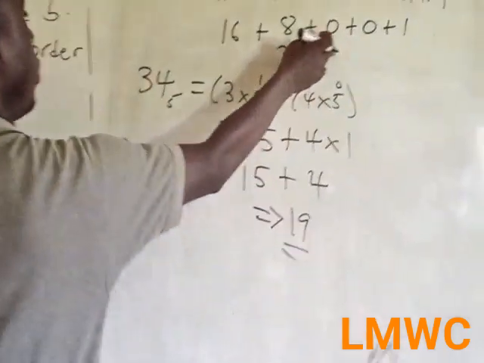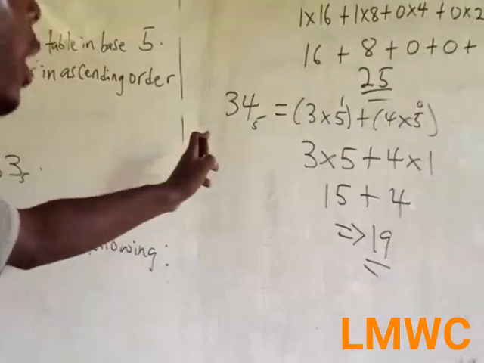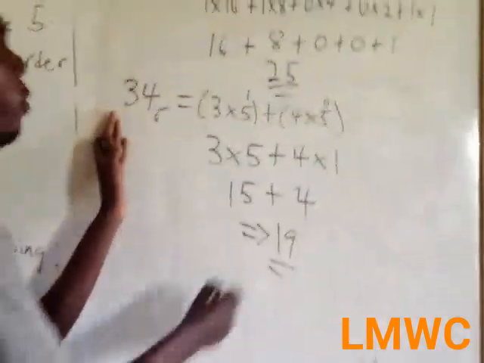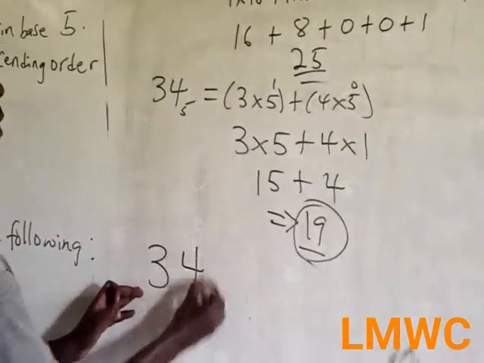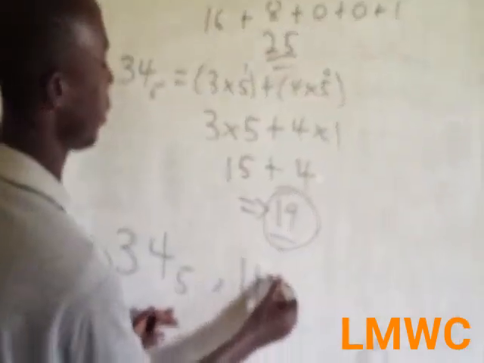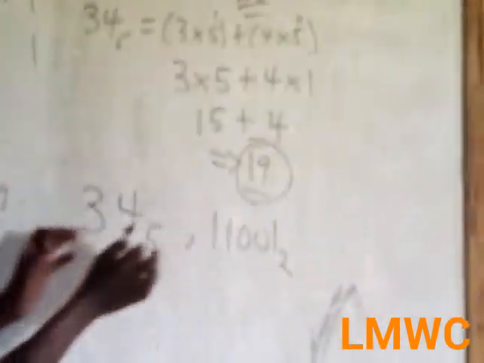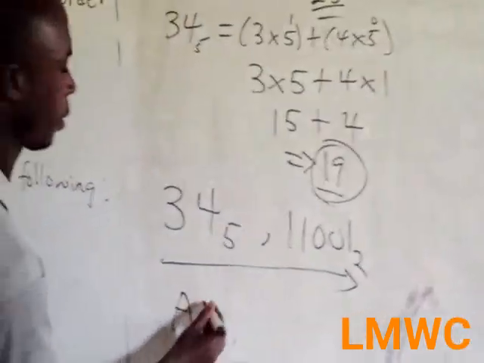Now, I have this as 25 and this as 19, but you have been asked to arrange it in ascending order. And in ascending order, you have realized this is the least number. So this means it's 34 base 5 and 11001 base 2. So this comes first, this is second. So ascending order.